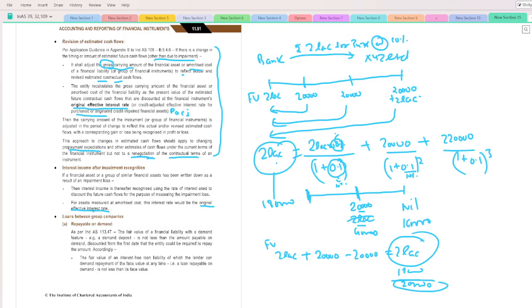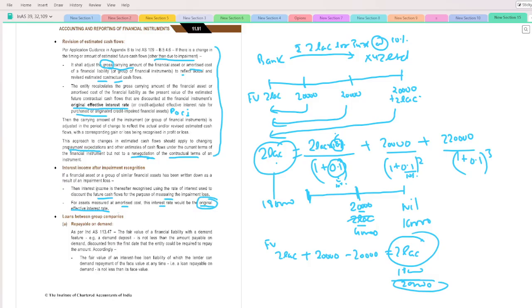And then the impairment. So here the interest income is thereafter recognized using the rate of interest used to discount the future cash flow for the purpose of measuring the impairment loss. Okay, for measuring at the amortized cost and this interest rate. So here the interest rate, the EIR, will not get revised. It will remain the same as it is.